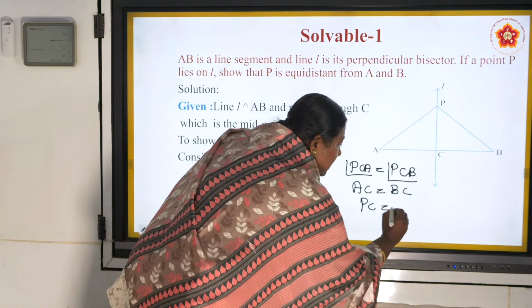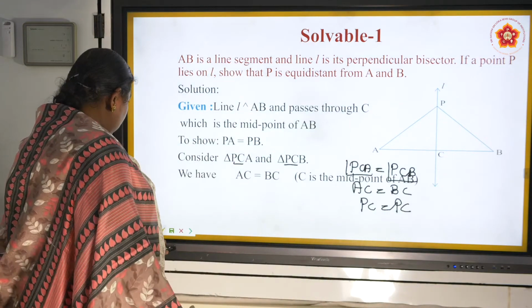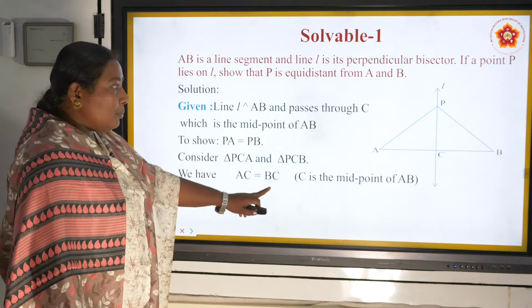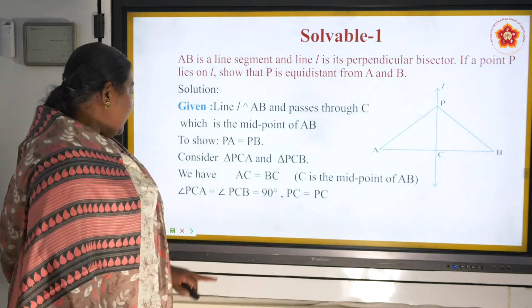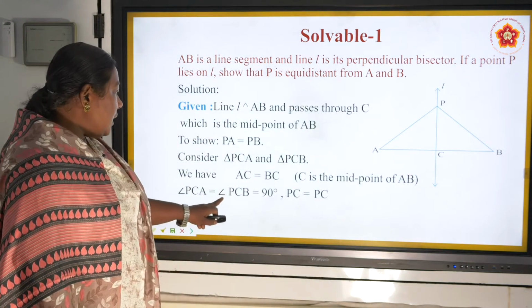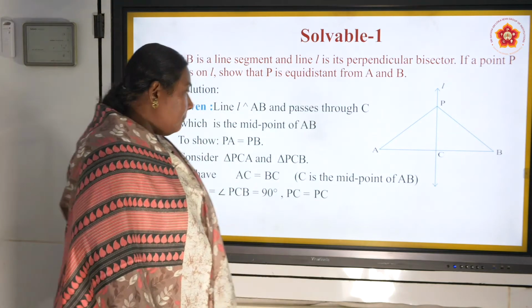So PC is equal to PC. Okay, so let us see. We have AC is equal to BC. Why? C is the midpoint because of the bisector. Next, angle PCA is equal to angle PCB, 90 degrees. Why? Because of the perpendicular.